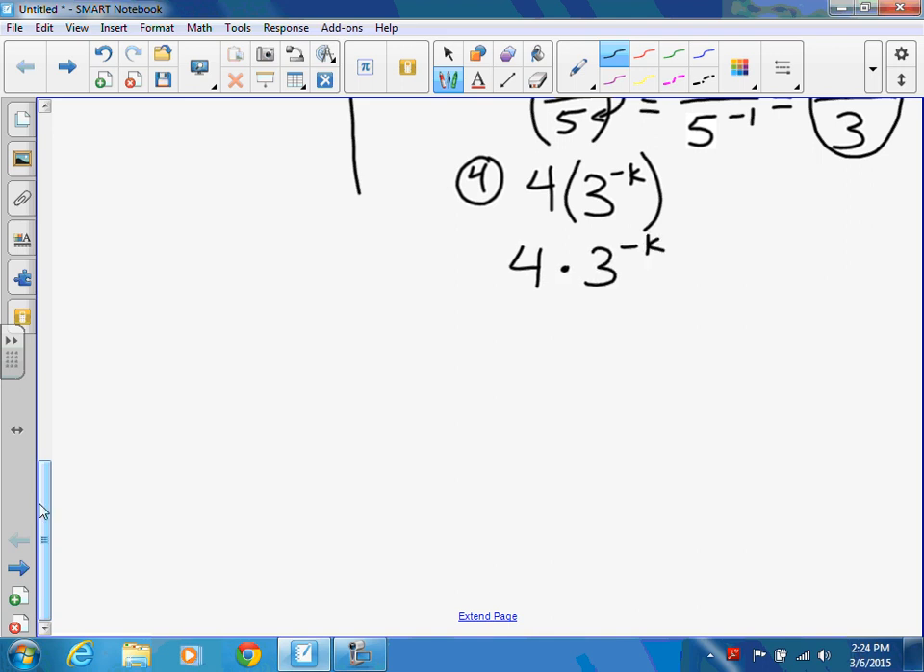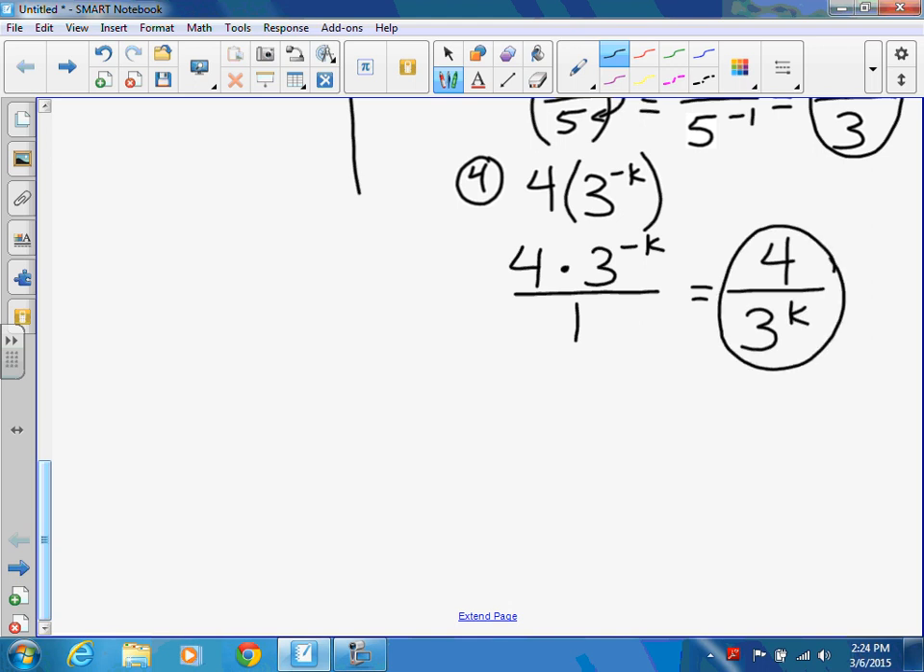Well, all of this is sitting over top of a 1. But if you look at it in terms of who's happy and who's not happy, the 3 has a negative exponent. He's not happy. He's got to move. The 4 is happy where it is, so it stays. So on the top of your fraction, leave the 4 alone. But the 3, move it to the bottom and make the k happy. There's nothing else you can do to this, so there's your final answer. Okay, so hopefully you're catching on to the happy, no happy trick and that it's working in your favor.